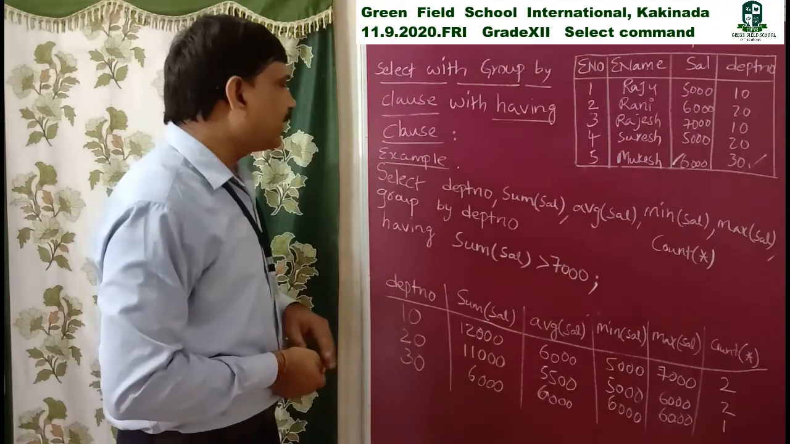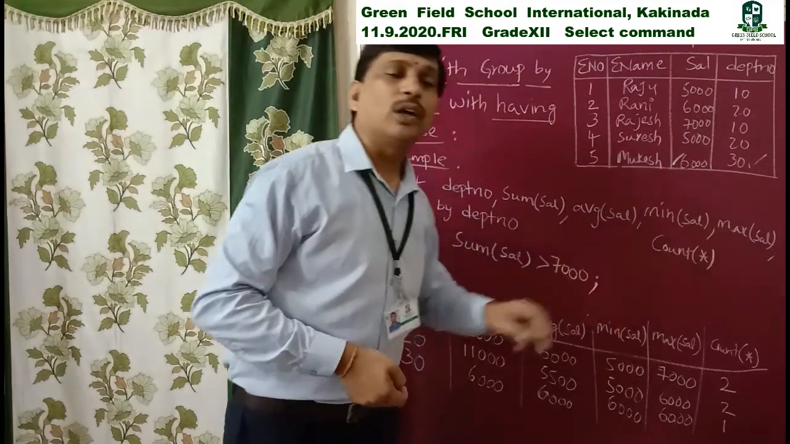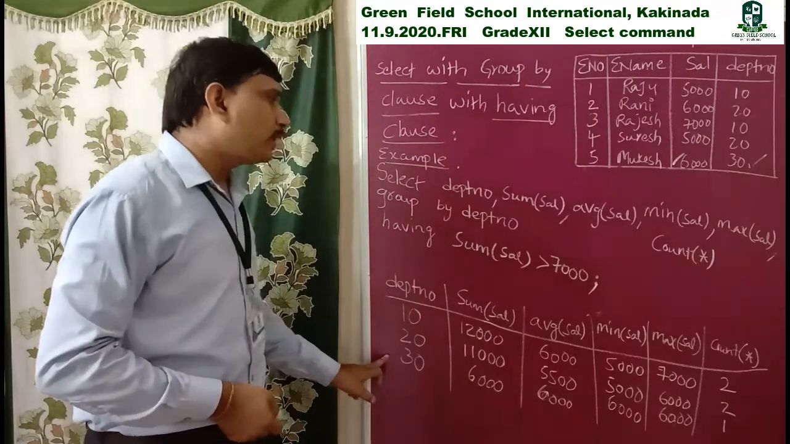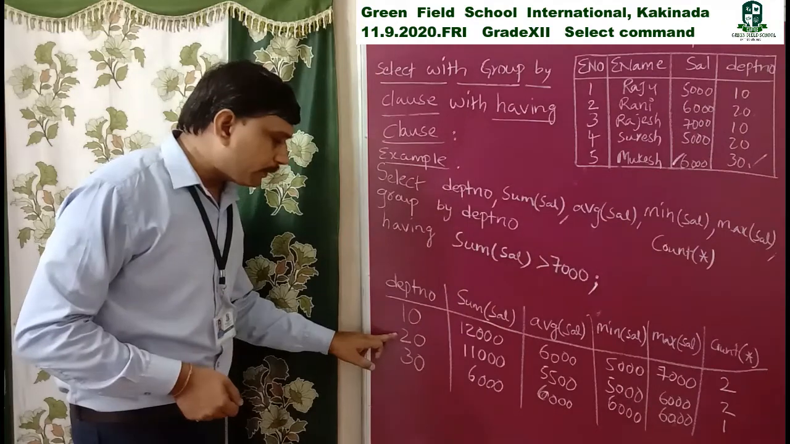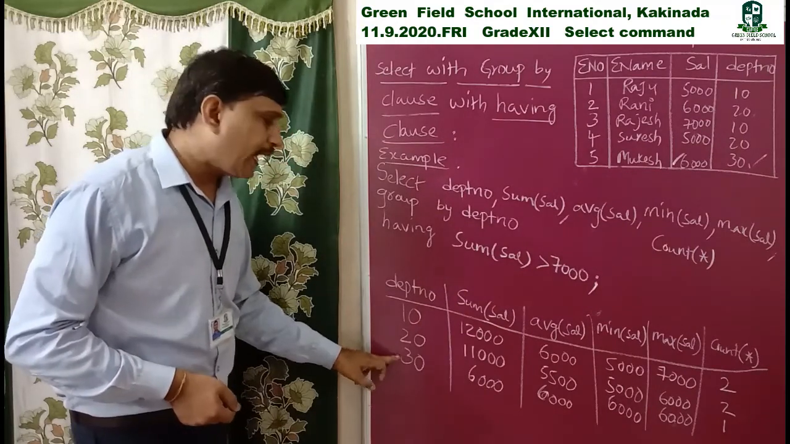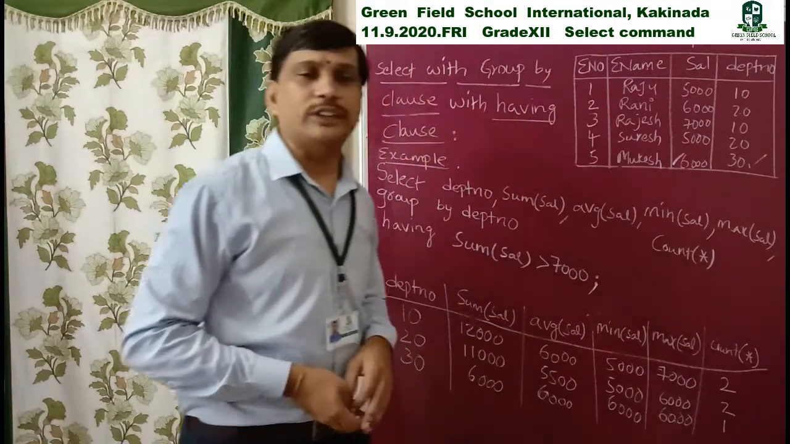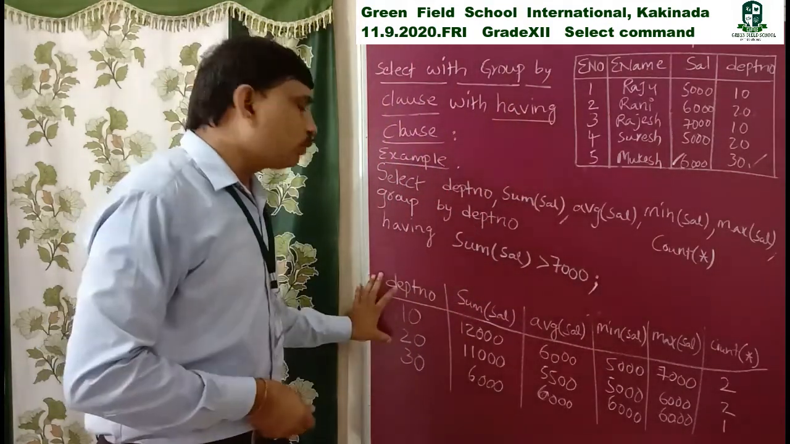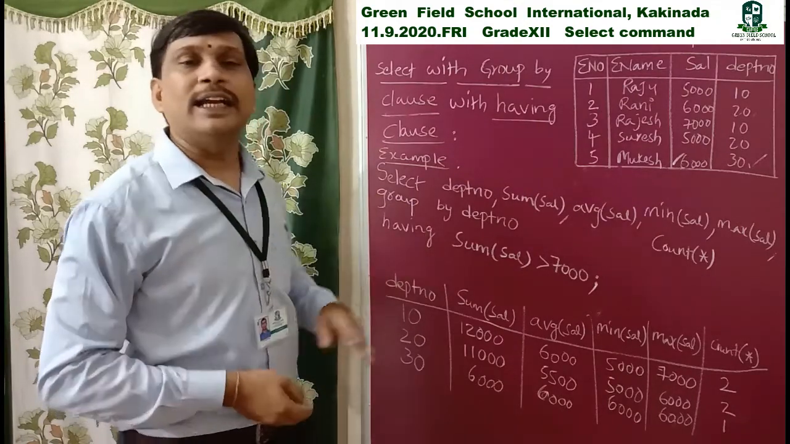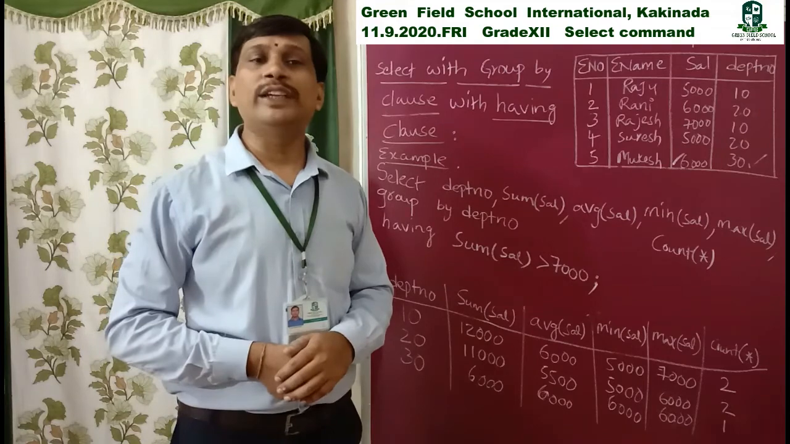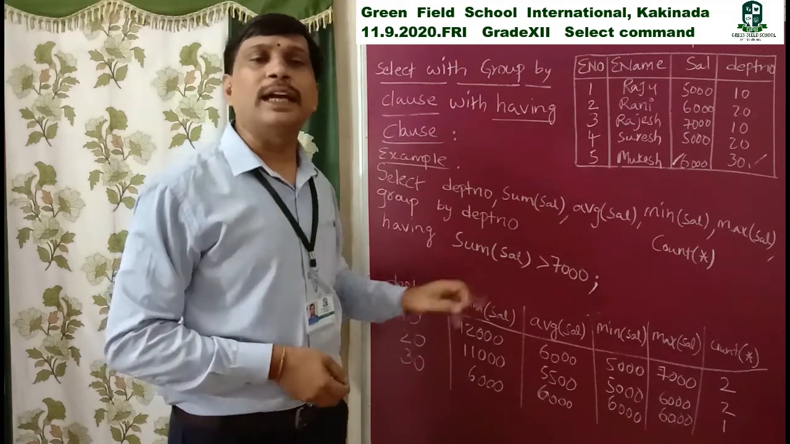First I calculate department number, sum of sal, AVG of sal, minimum of sal, maximum of sal and count of star. See this example. First I calculate GROUP BY department number: department number 10, 20, 30. I calculate sum of sal, AVG of sal, min of sal, max of sal and count of star. This is the output for this grouping column. Then I apply one condition, so here I use HAVING with some condition.